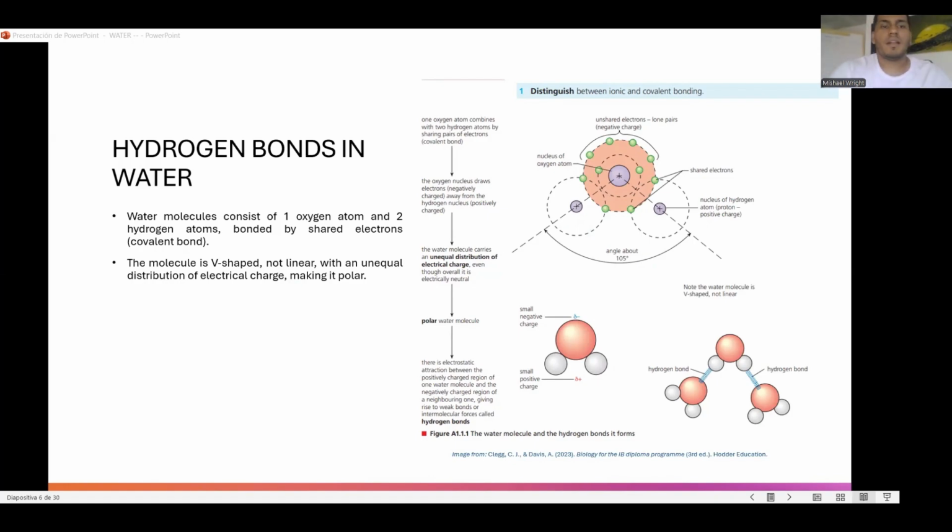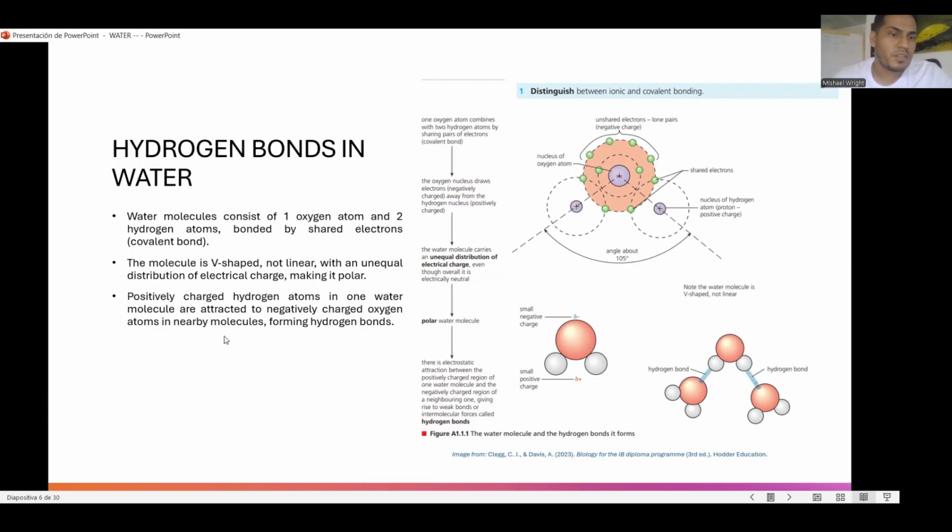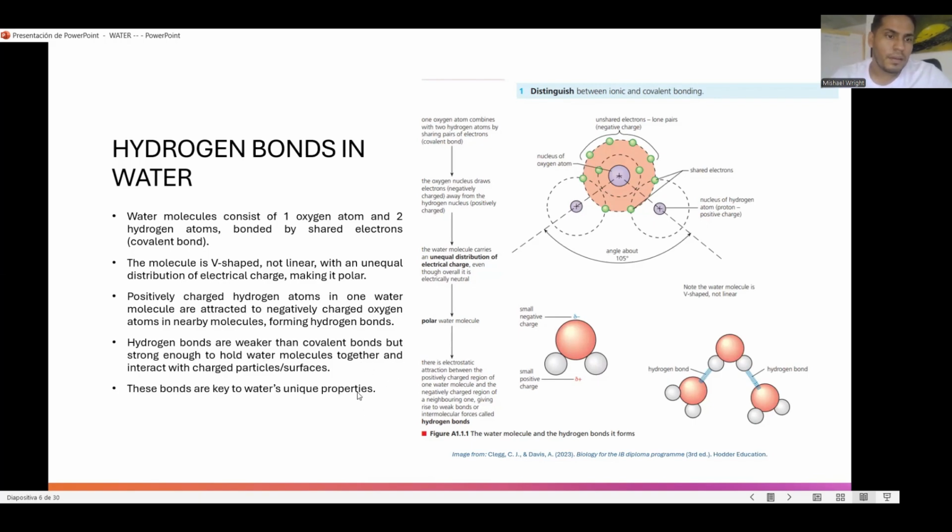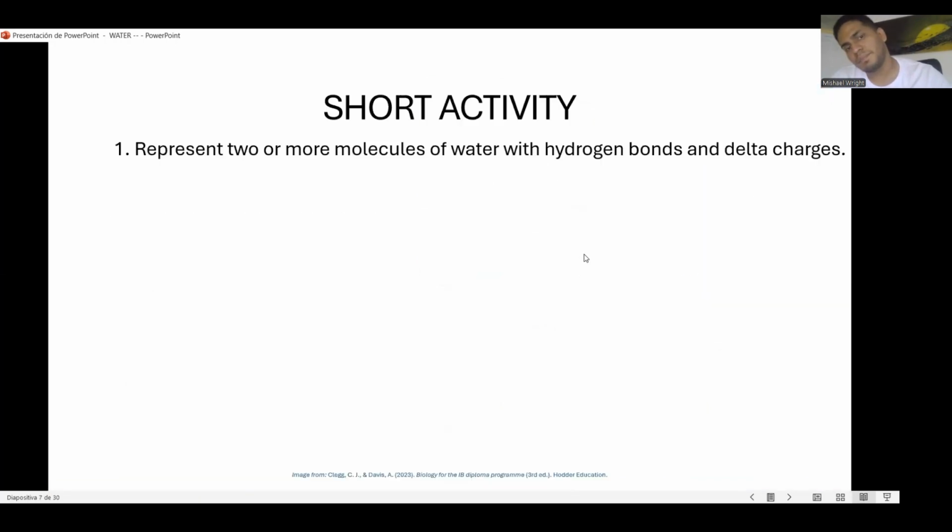So the V shape that is not linear, with an unequal distribution, I mean, with a polarity, will be making it polar. And positively charged hydrogen atoms in one water molecule are attracted to negatively charged oxygen atoms in nearby molecules, forming hydrogen bonds. Hydrogen bonds are weaker than covalent bonds, but strong enough to hold water molecules together and interact with charged particle surfaces. And these bonds are key to water's unique properties.